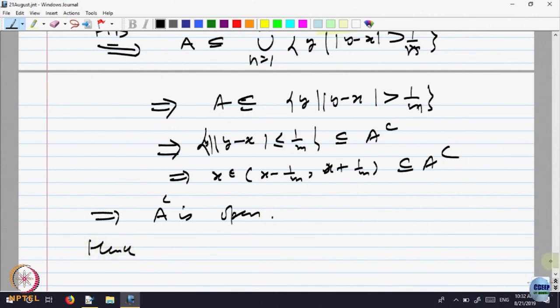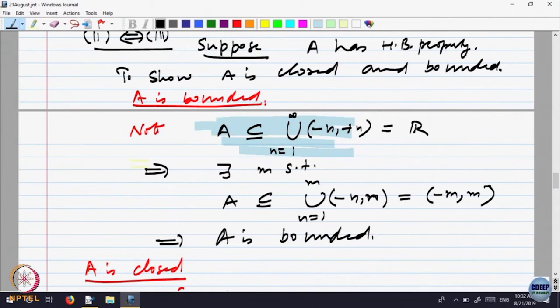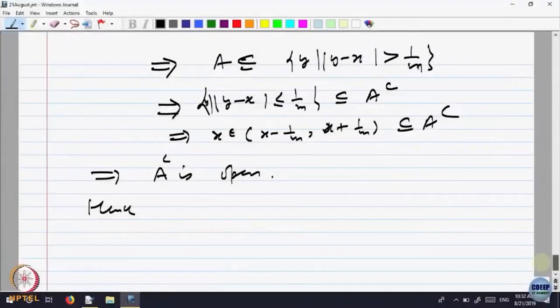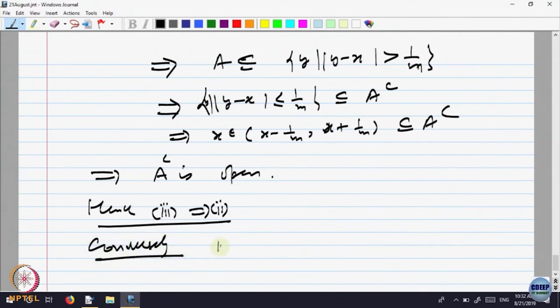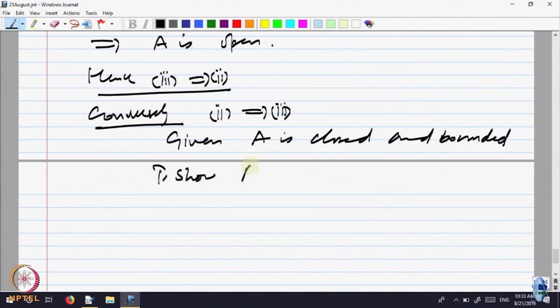So what we have proved is that if A has the Heine-Borel property, then it is closed and bounded. So 3 implies 2. Now let us look at the converse. What I want to prove is 2 implies 3. It is always a good idea to write what is given. What is 2? You are given A is closed and bounded. To show: A has the Heine-Borel property.